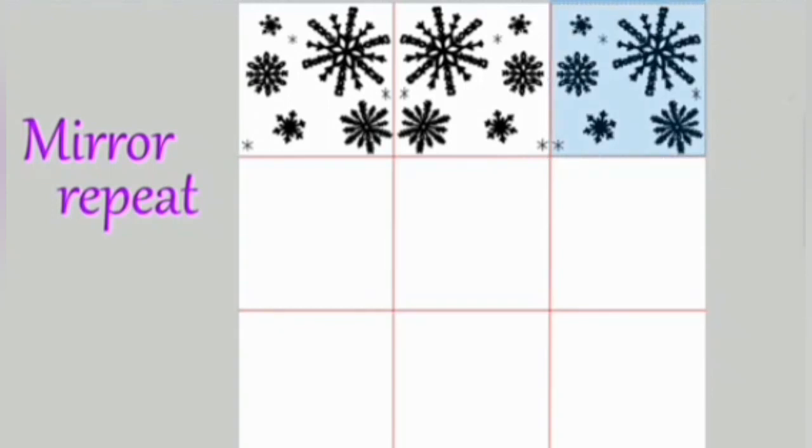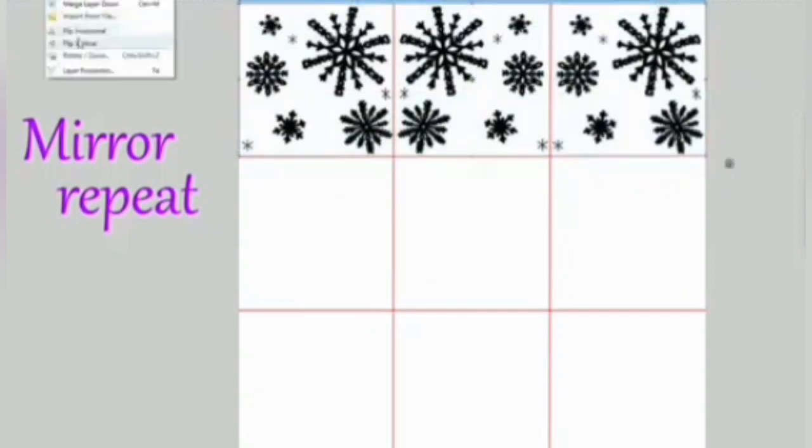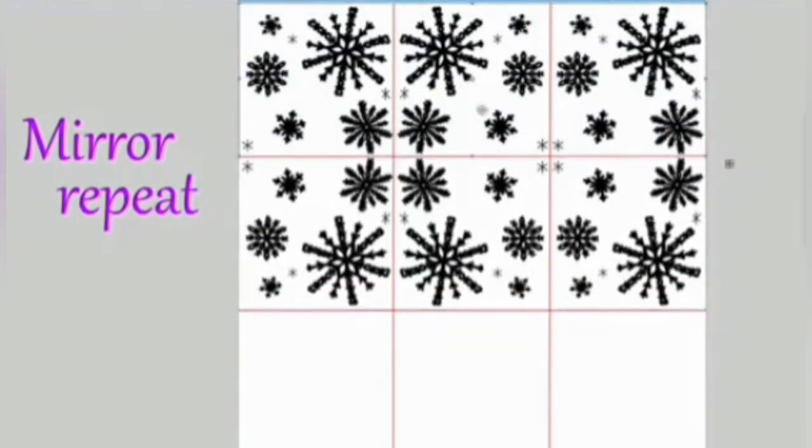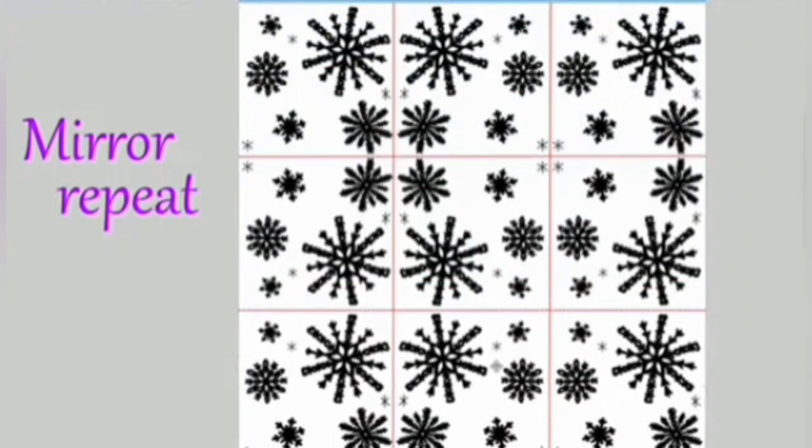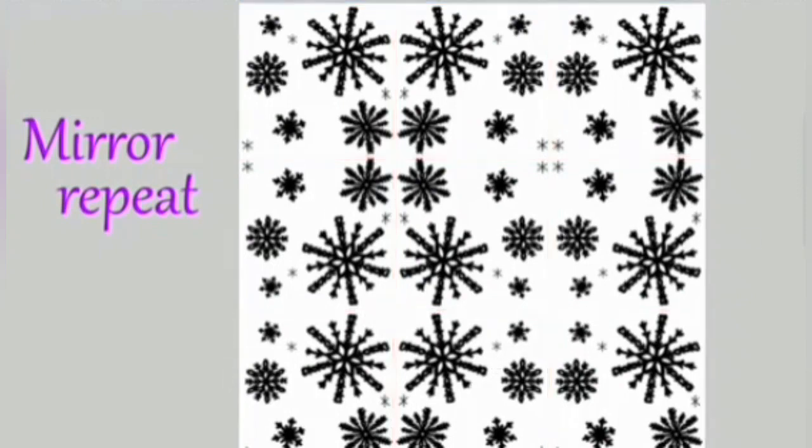After severally repeating our motif, we have this as our mirror repeat design. Look at this design very well. You would observe that four stars are facing each other. This is the idea of mirror repeat pattern.